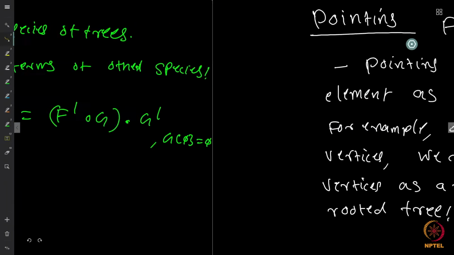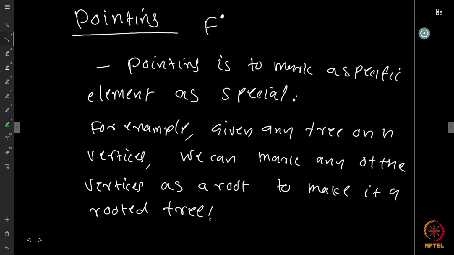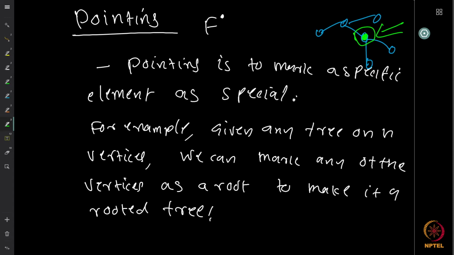Okay, now we go to another operation which is called pointing. Pointing is basically taking a structure and pointing to one of the elements to make it special. A good example is, given a tree, just take any tree, and then you say that one of the vertices I want to make special. I'll just say that this vertex is now special, or I'm just pointing to this vertex saying that this guy is the main guy.